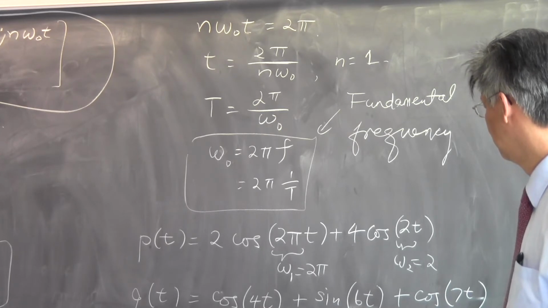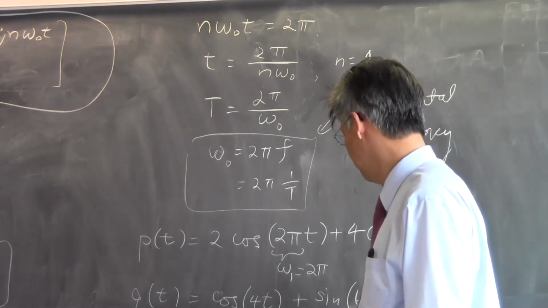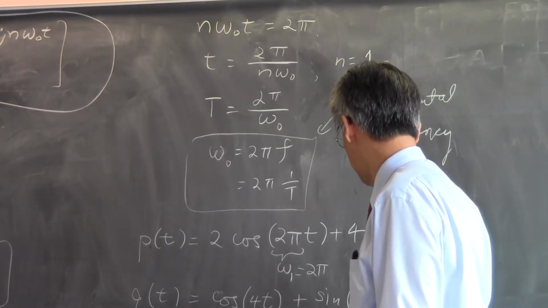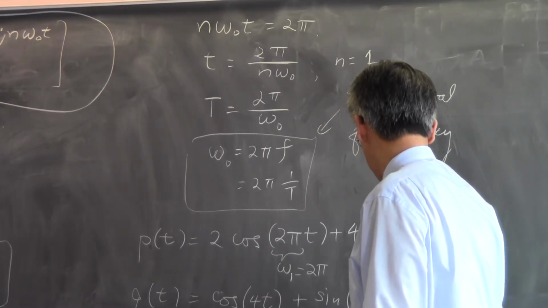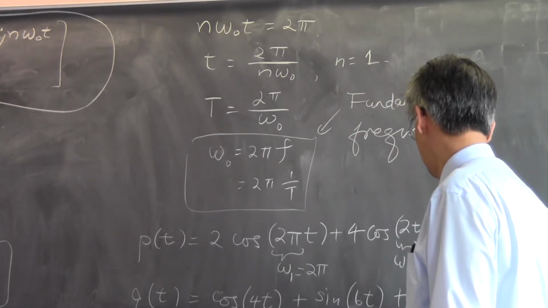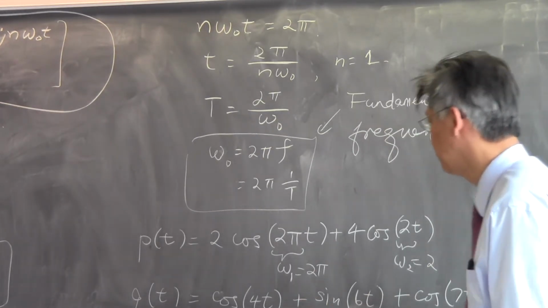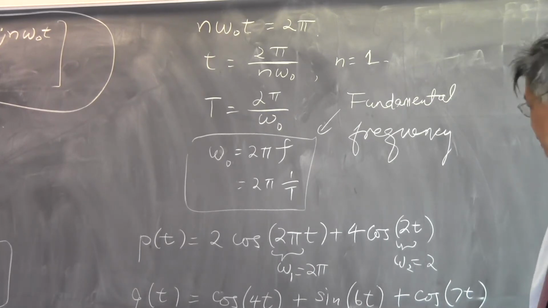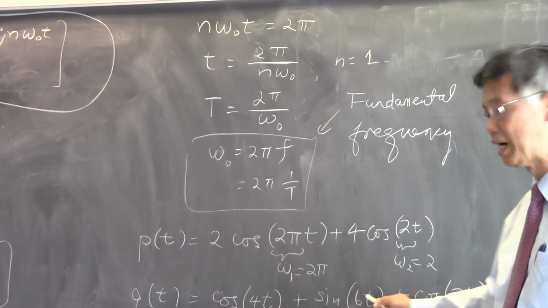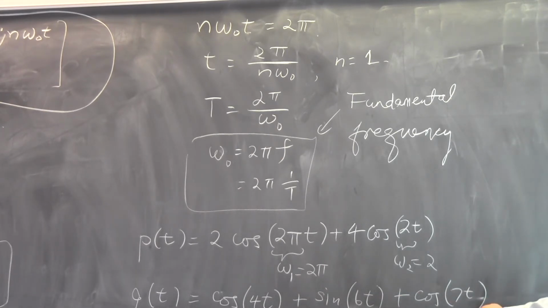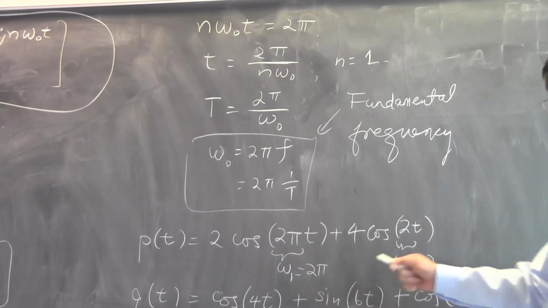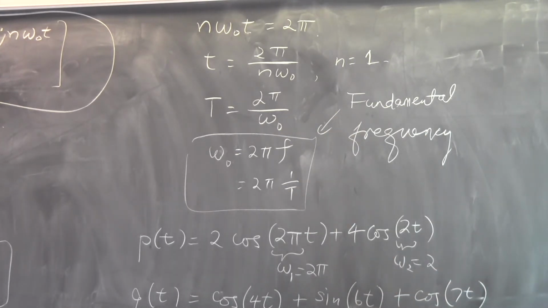Yeah, integer multiples. This means that omega fundamental is 2 pi over T. T is equal to 2 pi, which means that this signal will repeat itself after a period of 2 pi, but this signal repeats itself 4 times faster than 2 pi. This signal repeats itself 6 times faster than 2 pi. This signal repeats itself 7 times faster than 2 pi. But after 2 pi, they are in phase again. They go back to the same origin again. So they repeat themselves with a period of 2 pi, which is the fundamental period.